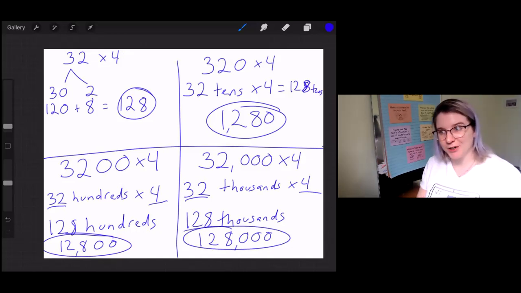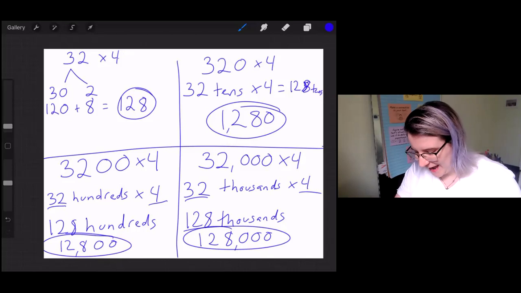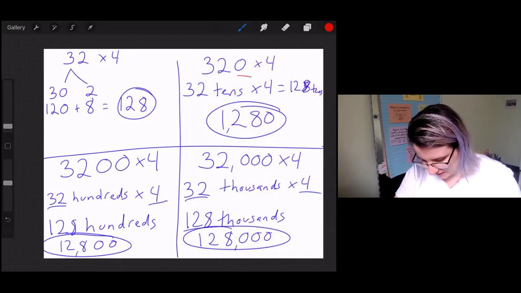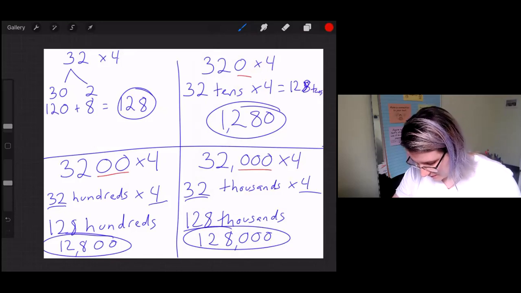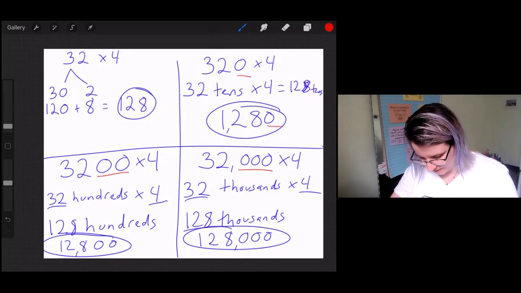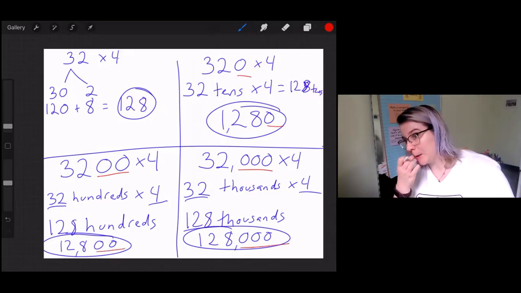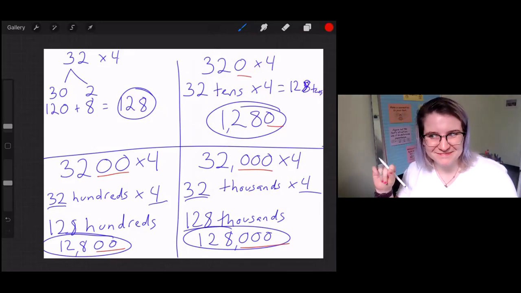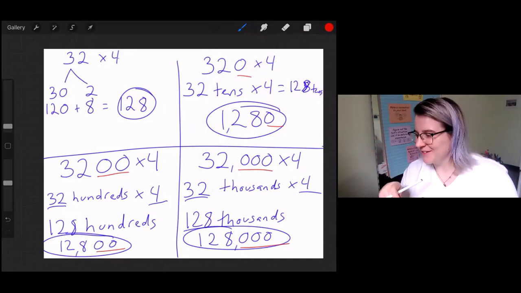Do you see the pattern here? We kept adding zeros to what we're multiplying, which means that zeros kept being added to our answer. Do you see the pattern? I think it's pretty interesting.